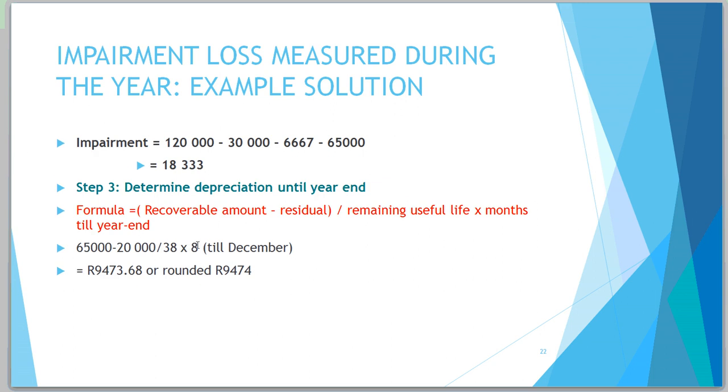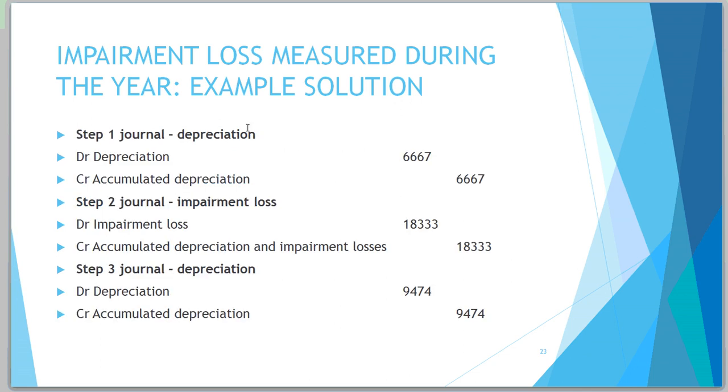So can you see we just put times by 8, not 8 over 12, because the 38 is already in terms of months. So we times by 8 because that's the months until December. That gives us depreciation of 9473.68 or rounded 9474. Then our impairment loss, our journals for impairment losses measured during the year.